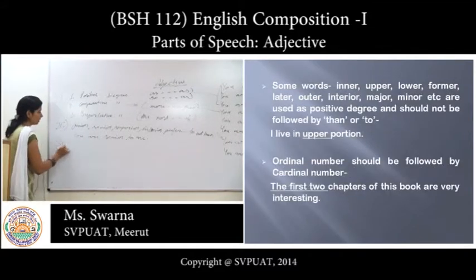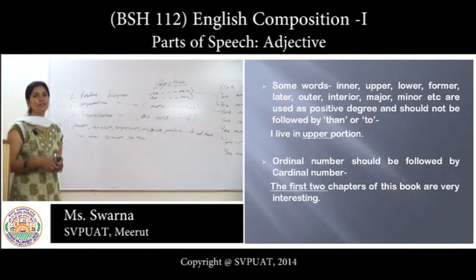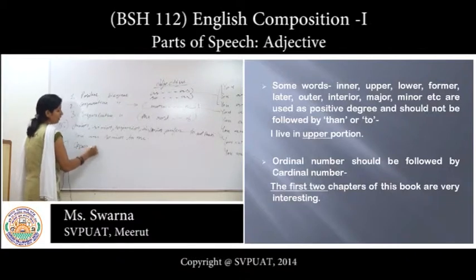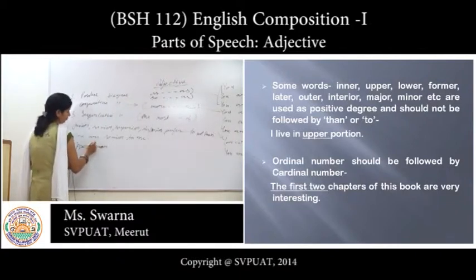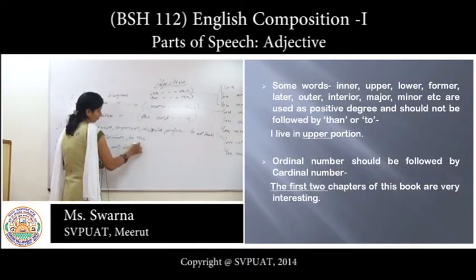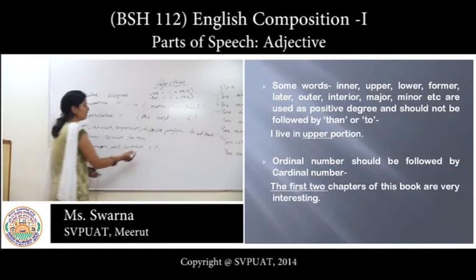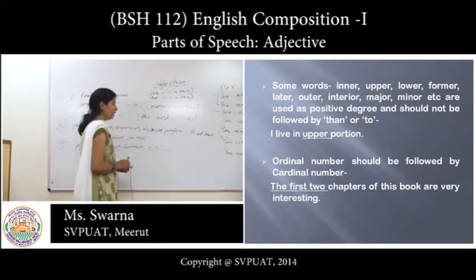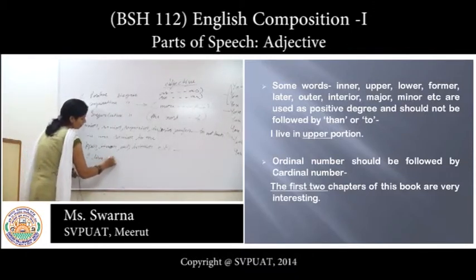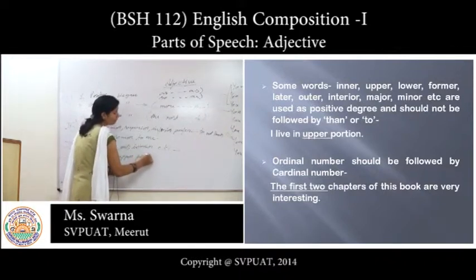And the next rule is, some words are like comparative words but are used as positive or simple words, like upper, inner, outer, interior, etc. There are a lot of words like these. So these words are used as simple words. Like see this sentence, I live in the upper portion of this building.